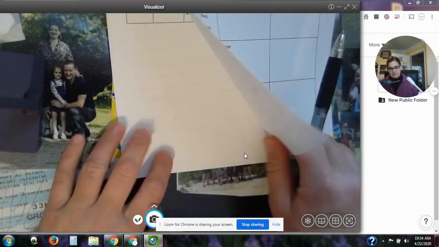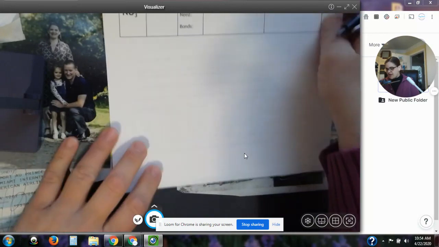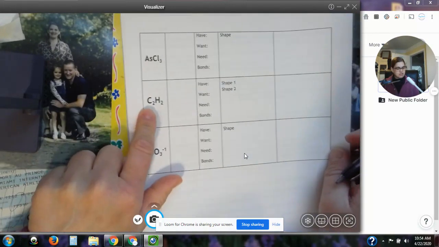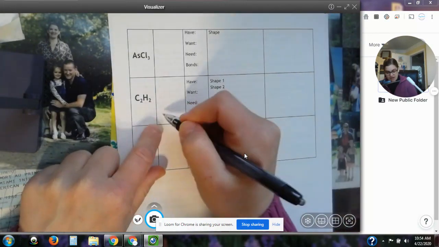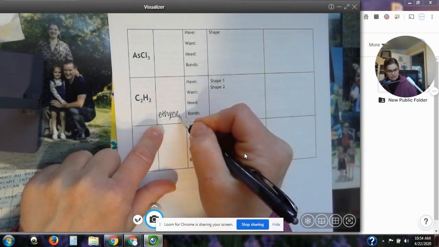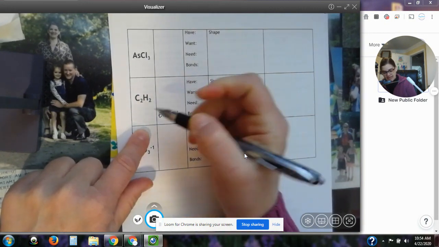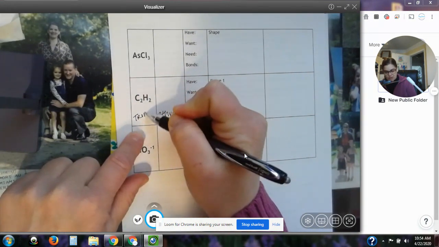Okay, on the next page, I wanted to point out the same thing for C2H2, so you've got 2 less hydrogens here. The name is ethyne, and as I had indicated in the previous notes, when it ends in YNE, it means that there is a triple bond.